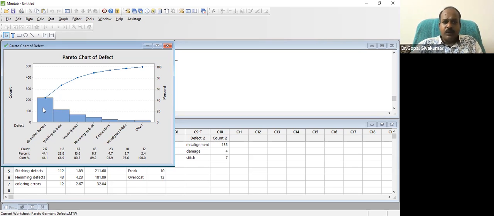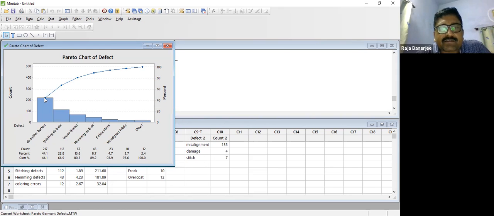Now, totally there are about 490 failures. You can total everything, approximately 490. Out of the 490, 217 are from the defective buttons. So defective buttons alone are contributing about 44%. Can you see that, all of you? Please confirm. Do you understand or not? Yes, sir. It's coming to 44%.